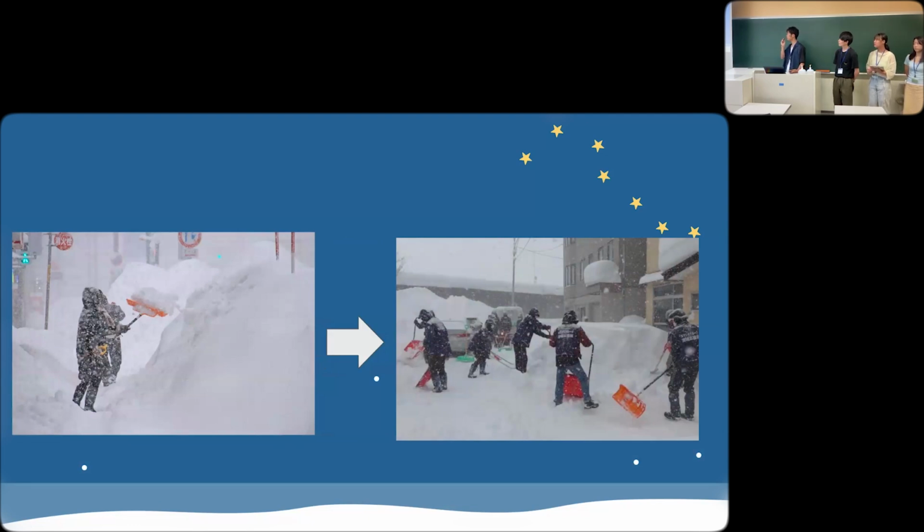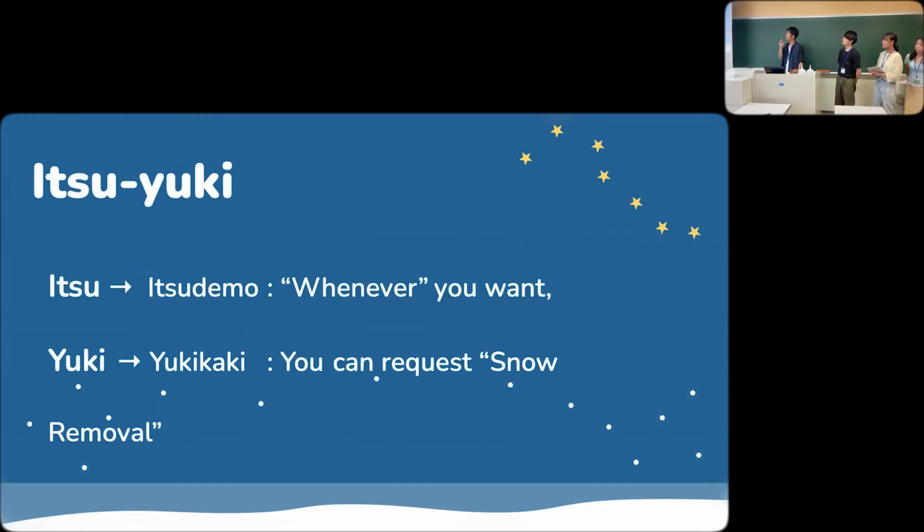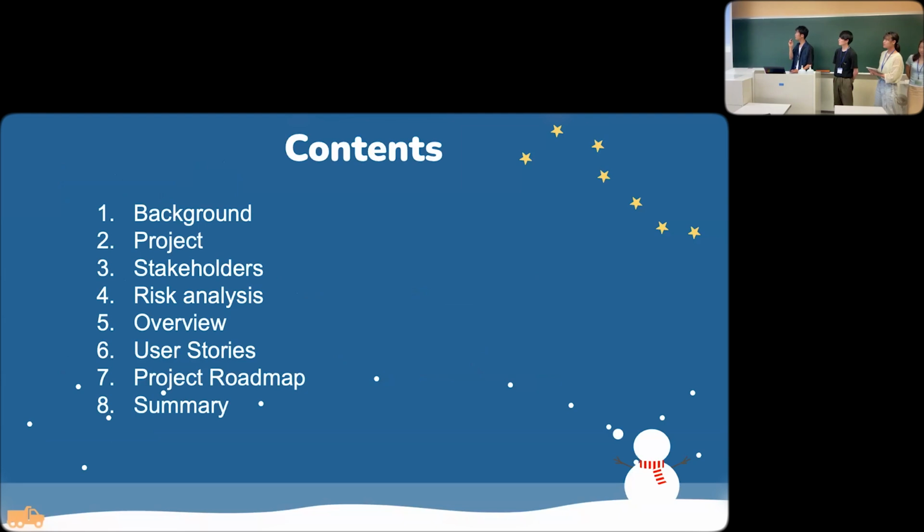We established a plan for a human circulation system like this, and the name is Itsuyuki. Itsu means whenever you want, and Yuki is yukikaki, snow removal. You can request snow removal anywhere and any time. This is the content of our presentation. From 1 to 3, we briefly explain our project, and 4 to 6, we tell you the details. Finally, in 7 and 8, we wrap up our project with a roadmap.